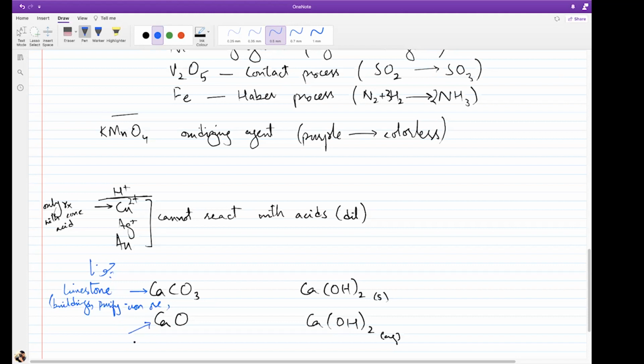This thing, what is it called? Quicklime. Quicklime. Very good. What about this?